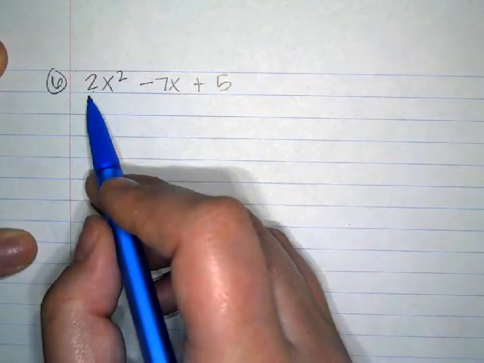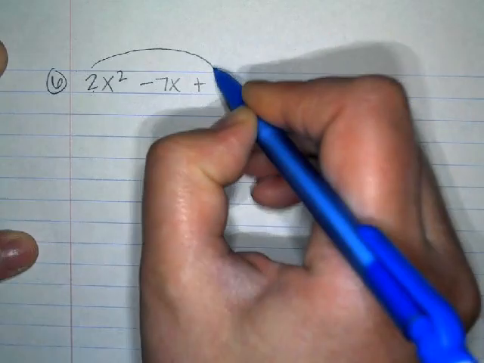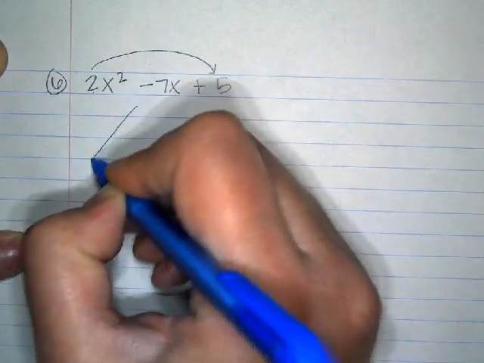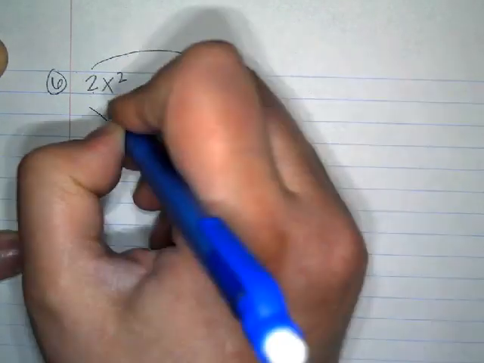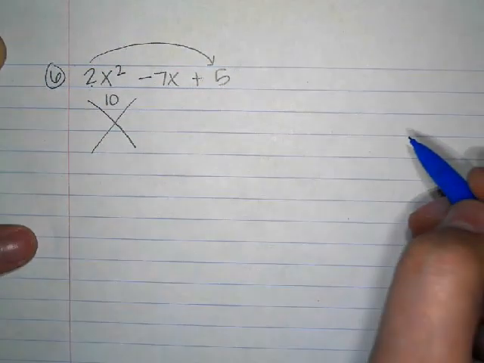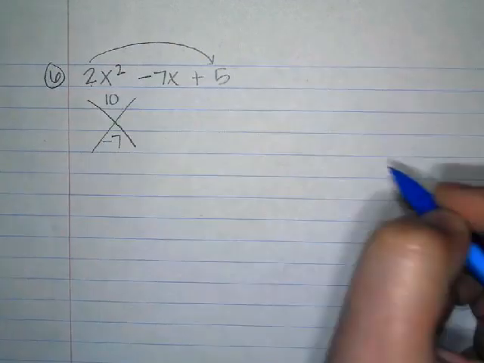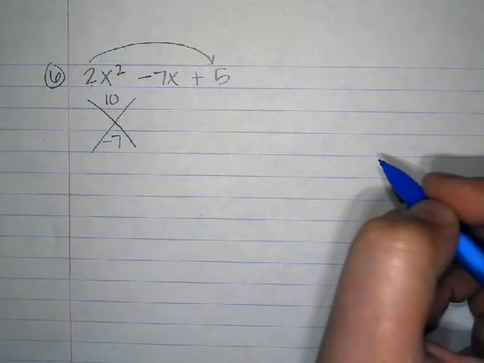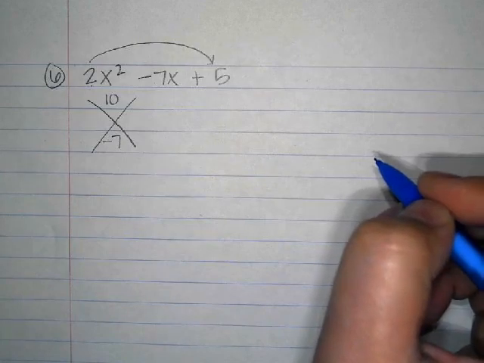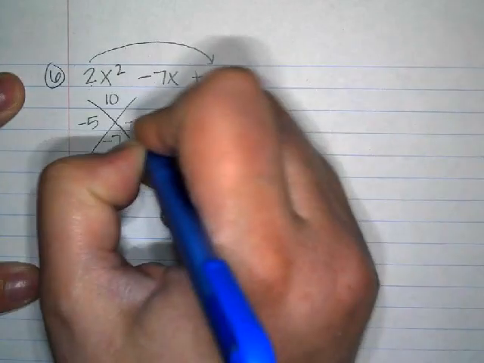Okay, so what type of problem is this? It's a slide divide problem because there's a 2 in the front. So we're going to do 2 multiplied by 5 is 10. 2 times 5 is 10, so we're multiplying to 10 and we're adding to -7. So what numbers would multiply to 10 but add to -7? -5, -2, okay. Then what do we do?